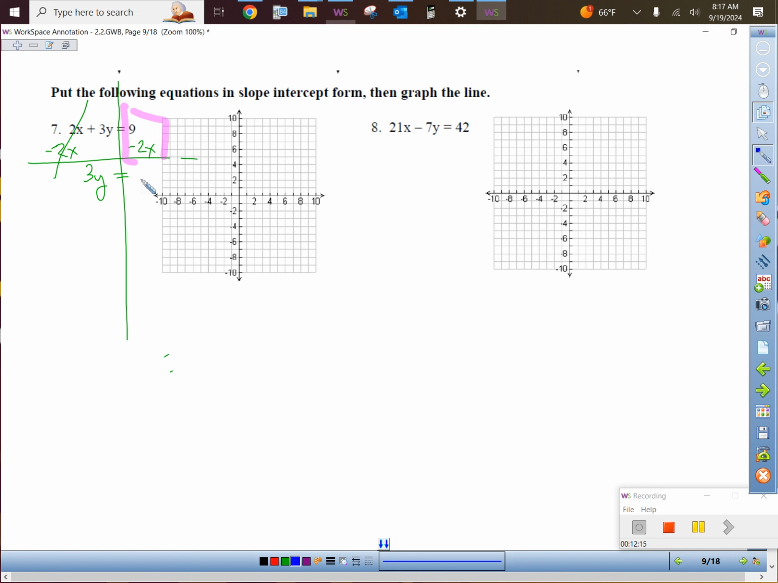Sorry, my stylus is not wanting to work nice for today. Cool. And because I've done this for years and years, a lot of students think they have gotten y all by itself. They have not. You see there is a times 3 in front of that, right? We need to get rid of the times 3. How do you get rid of a times 3? You're going to divide both sides by 3.